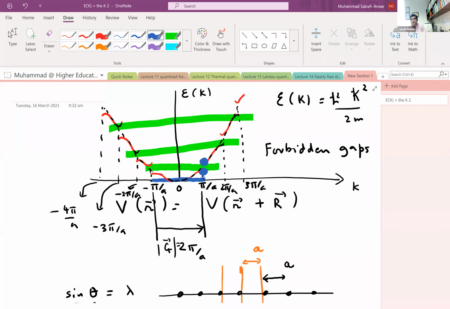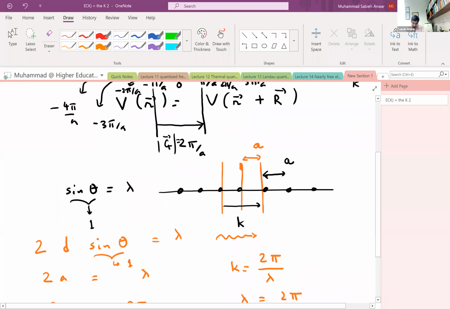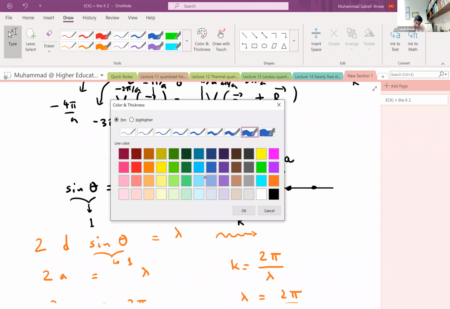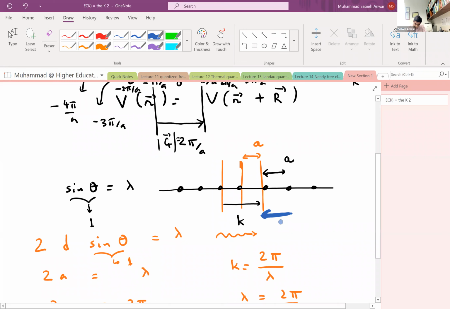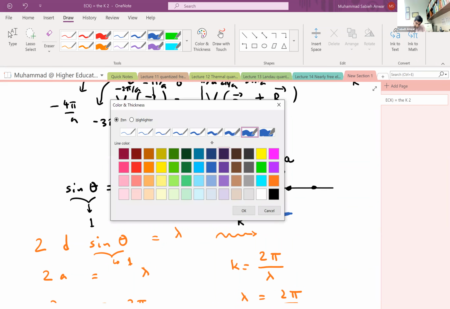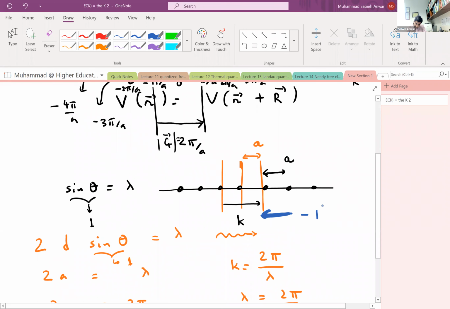So when scattering takes place, in this case, the initial k vector is reflected back and it produces a minus k wave vector. And the difference between k and minus k is equal to g, which is 2 pi over a. All right, 2 pi over a.